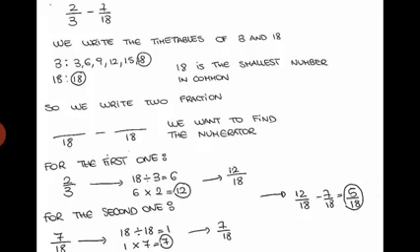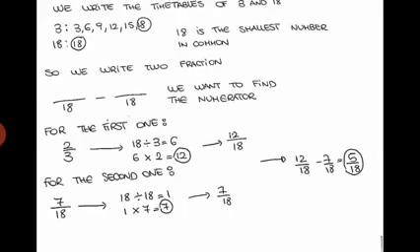So we write the two fractions with the denominator equal to 18. We want to find the numerator. For the first one, 2 over 3, we take the denominators. So we divide 18 by our denominator. 18 divided by 3 equals 6. And then we take the 6 and multiply it by the numerator. 6 times 2 equals 12. So our fraction becomes 12 over 18.